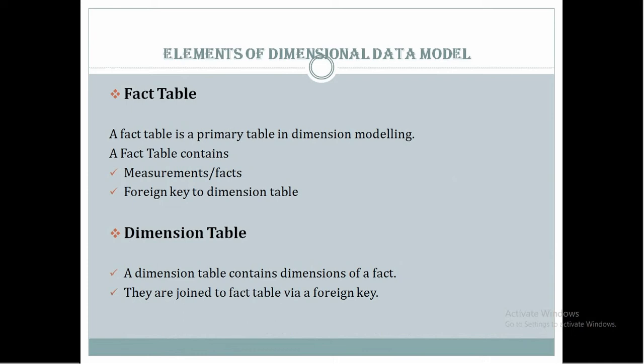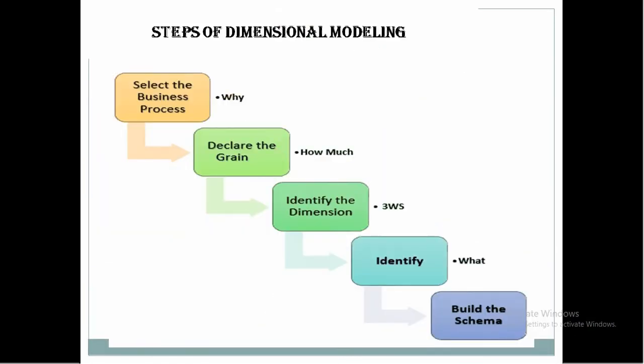Dimension table. Dimension table contains dimension of a fact. They are joined to fact table via foreign key. Dimension attributes are the various columns in a dimension table. No set limit is given for number of dimensions. Dimension can also contain one or more hierarchical relationships.